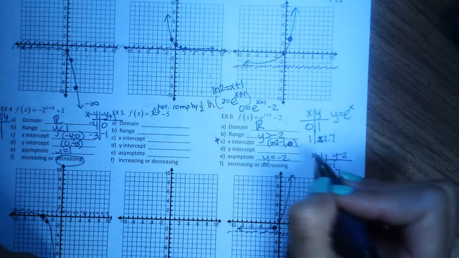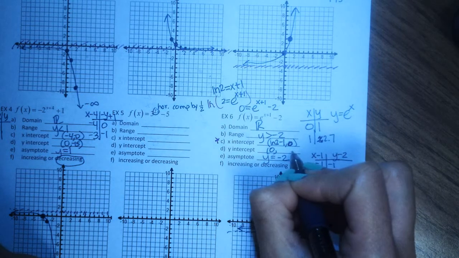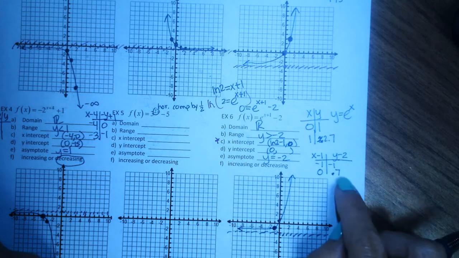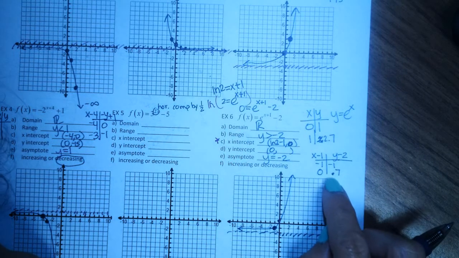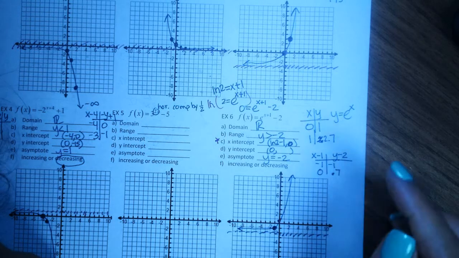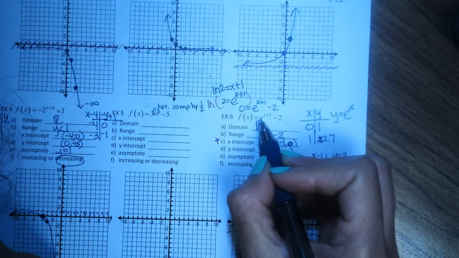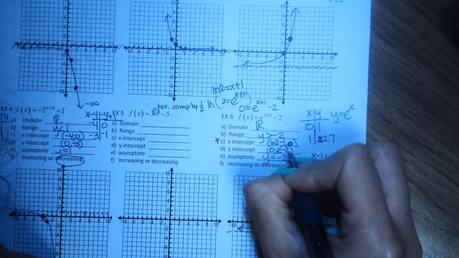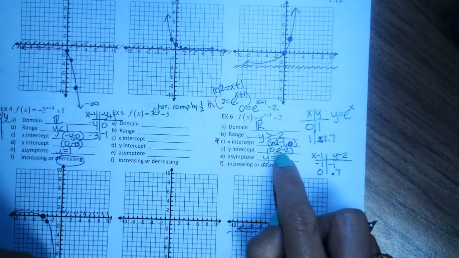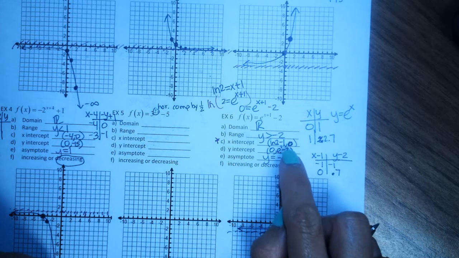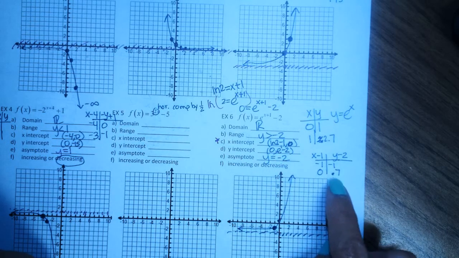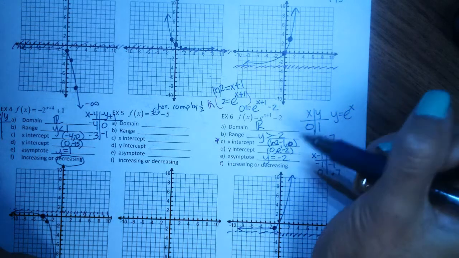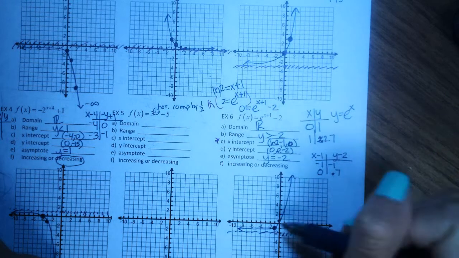The y-intercept should be easy. It should just be when x is 0. So when x is 0, we know the approximate y-intercept is 0.7, but let's write it exactly. If x is 0, you would have e to the first minus 2. That's the exact y-intercept. E minus 2, which is about 0.7. The graph is increasing.